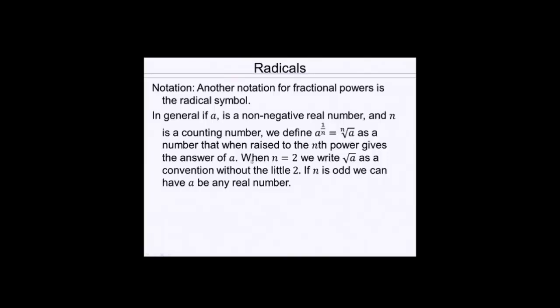For example, when n is 2, we write square root of a as a convention, without the little 2 in there. If n is odd, a can be any real number because you can take odd radicals of negative numbers, but you can't for even ones, and we'll see why that is in the next module.